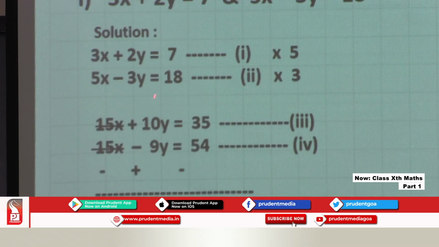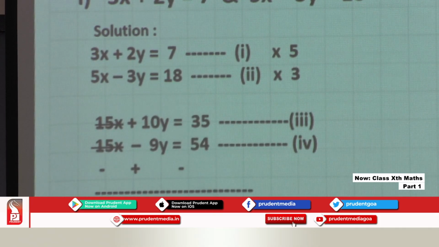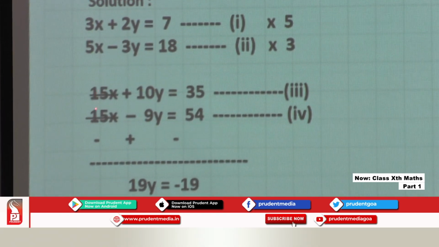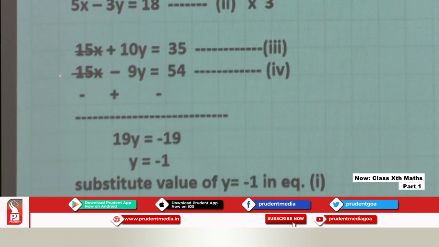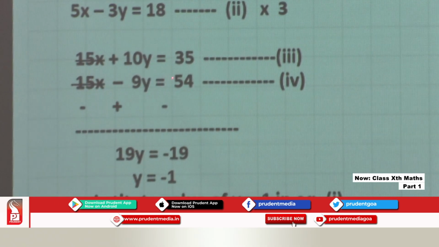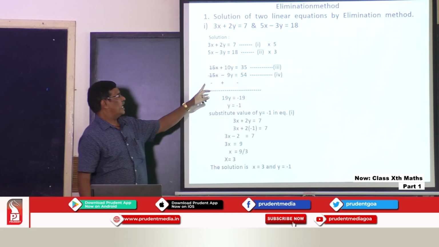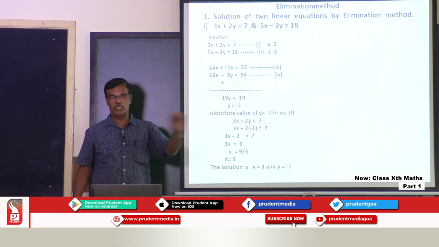5 3s are 15x plus 5 2s are 10y is equal to 5 7s are 35. 3 5s are 15x minus 3 3s are 9y is equal to 18 3s are 54. Now what I get here, the like terms 15x and 15x are not getting cancelled. To cancel those terms, I have to change the sign here. Plus becomes minus, minus becomes plus, plus becomes minus. Students, please note that when you are changing the sign, all the terms have to be changed, not only one term. The sign of all terms should be changed.